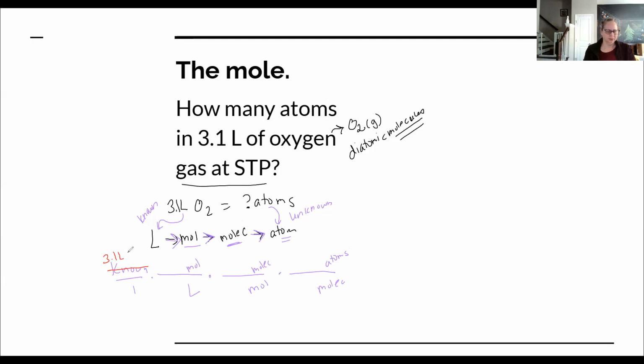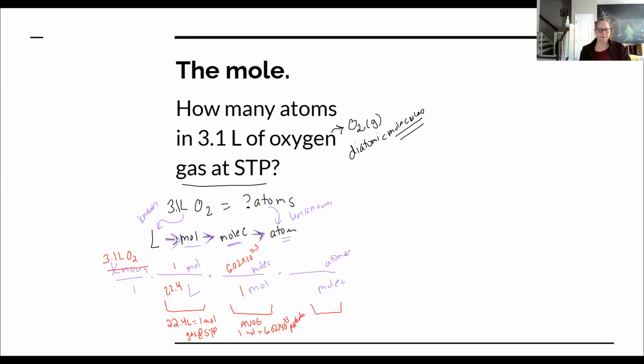Our known is 3.1 liters of oxygen gas. That's how we're going to start. This first unit conversion is liters and moles. 22.4 liters equals 1 mole for gases at STP. The 1 goes with the moles, the 22.4 goes with the liters. Next conversion is talking about moles and molecules. We're going to use Avogadro's here. 1 mole is equal to 6.02 times 10 to the 23rd particles. In this case, our particles are molecules. 1 goes with the mole, 6.02 times 10 to the 23rd goes with the molecules.